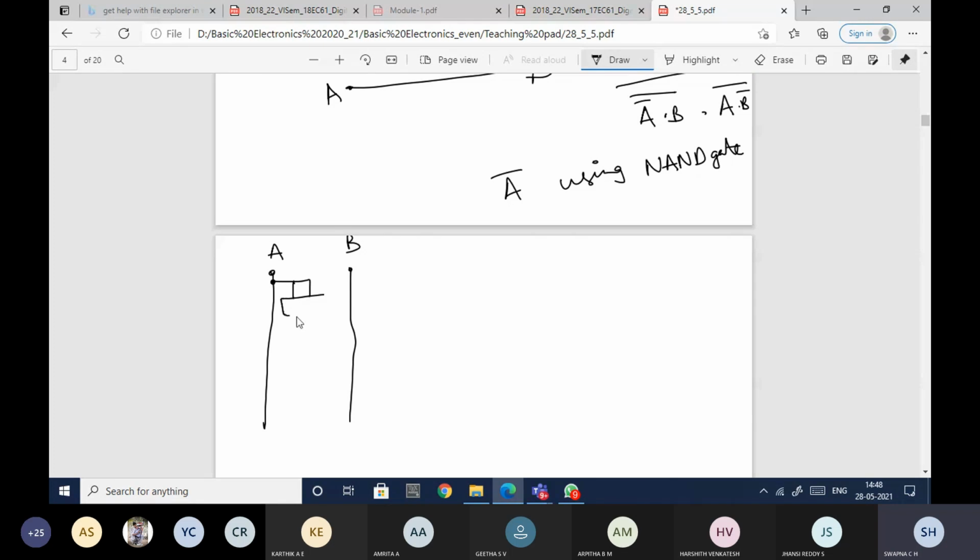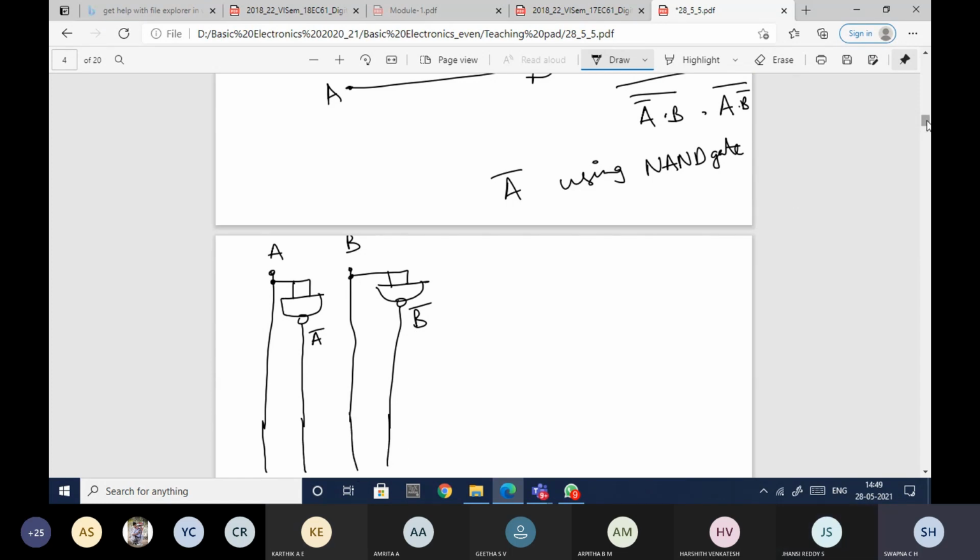Both the inputs I'm giving to the NAND gate so that my output here will be A bar. In the same way, I'll take B bar also. B bar. Any doubts you have here? No, ma'am. Okay. So I've got the A bar and B bar lines.